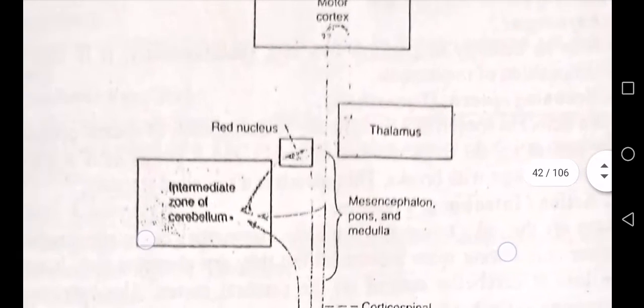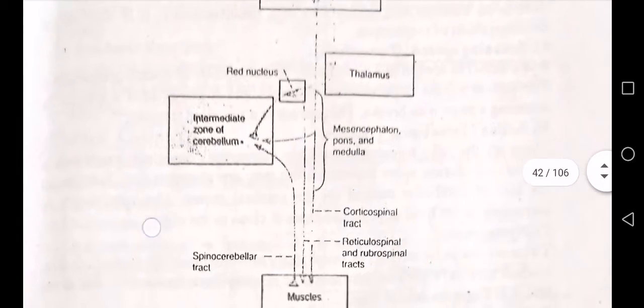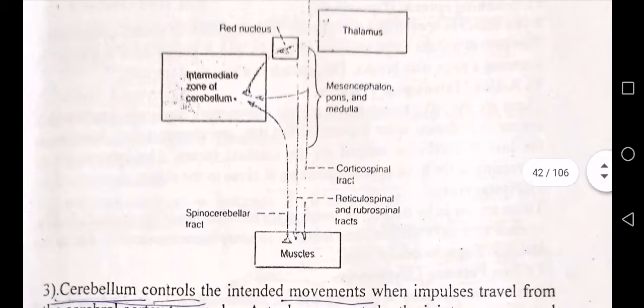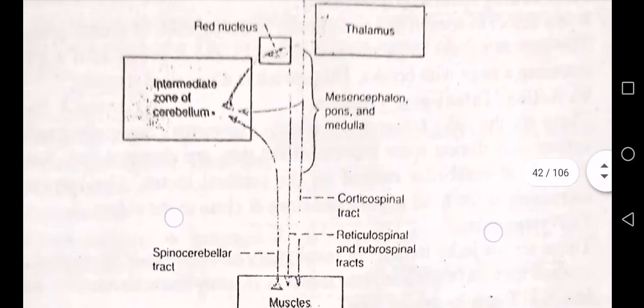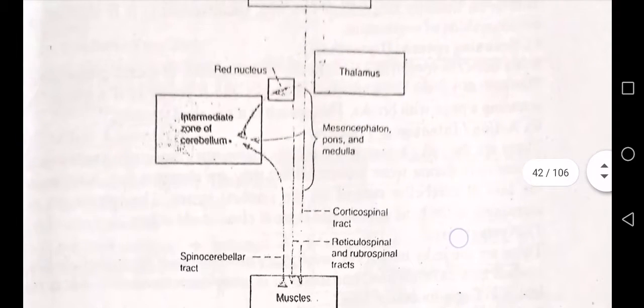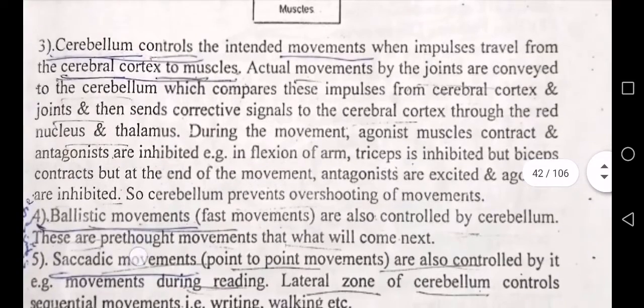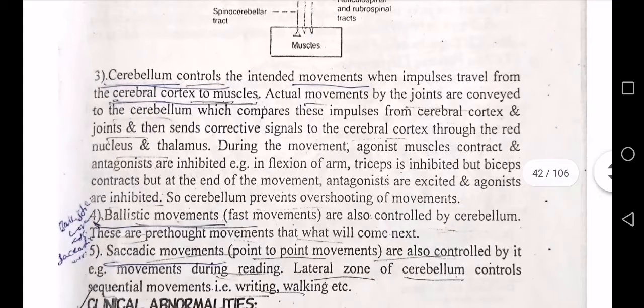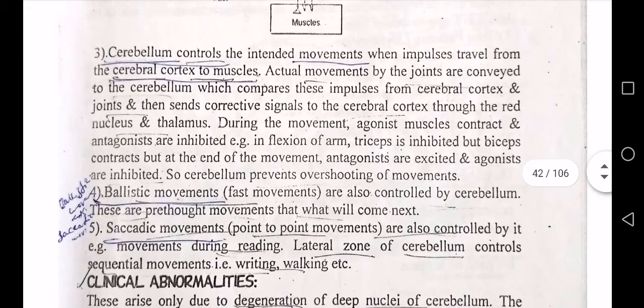Now motor cortex, thalamus, intermediate zone of the cerebellum and muscle, corticospinal, reticulospinal, spinocerebellar tracts, and then you can see the mesencephalon, pons and the medulla. The cerebellum controls the intended movement when the command travels from the cerebral cortex to the muscle. Actual movement by the joints is conveyed to the cerebellum, which compares these impulses from the cerebral cortex and joints and then sends corrective signals to the cerebral cortex through the red nucleus and thalamus.